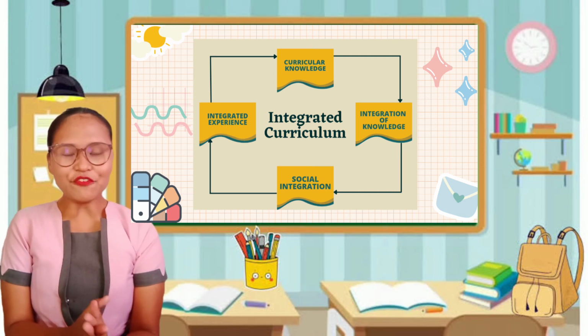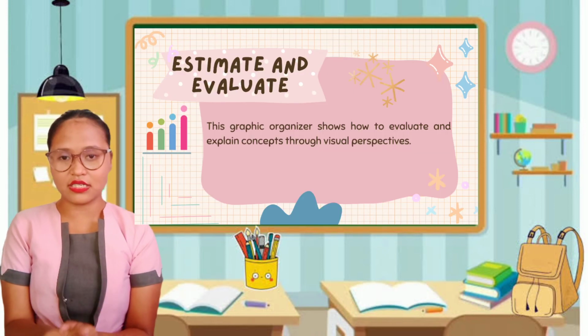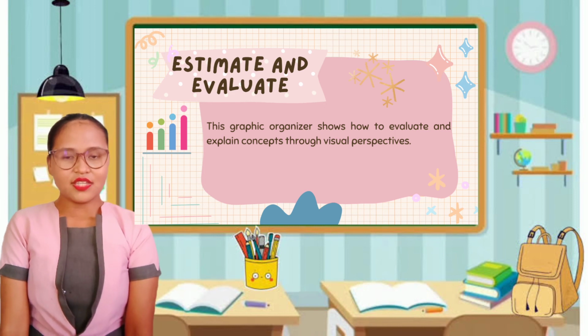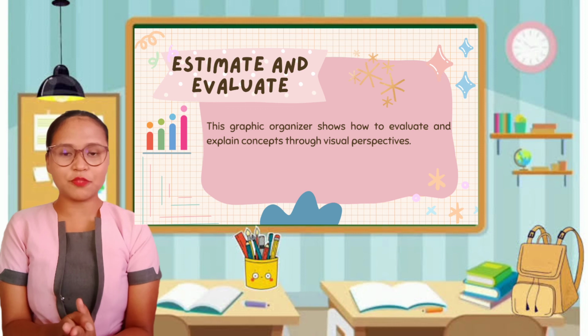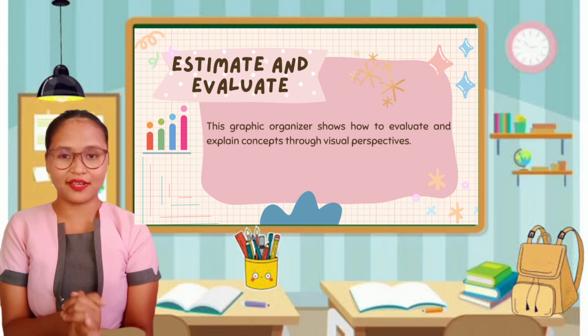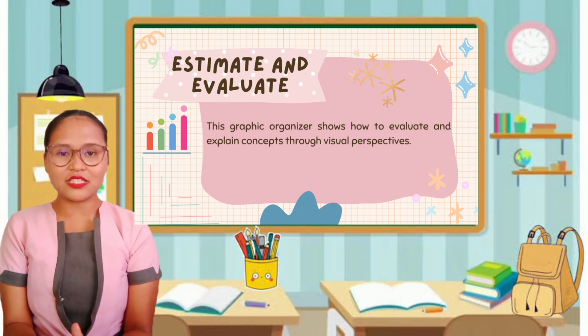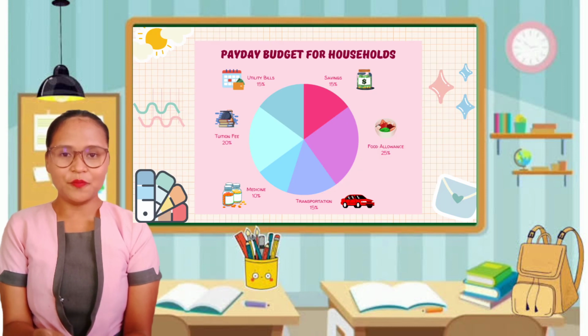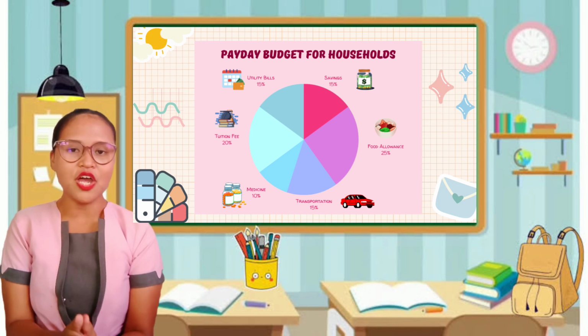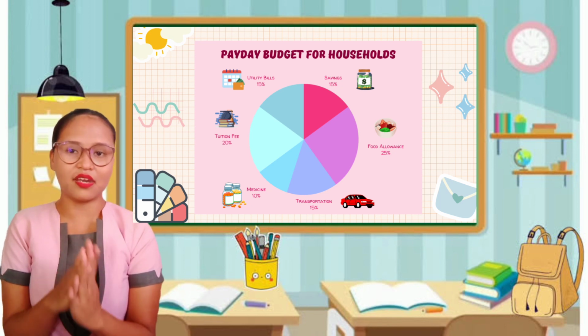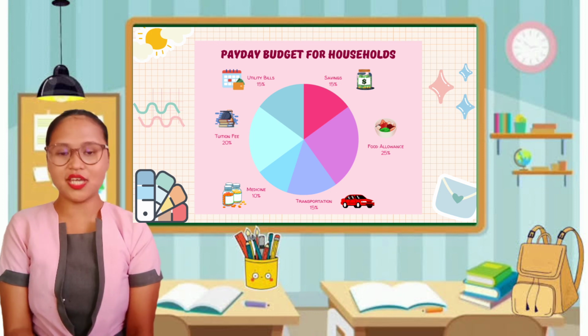Okay, and now for the next type, we have estimate and evaluate. This type of organizer shows how to evaluate and explain concepts through visual perspectives. An example for this is a pie graph. As you can see, it is the payday budget for households. It is a colorful pie graph, in which we can clearly see an estimated percentage budget.